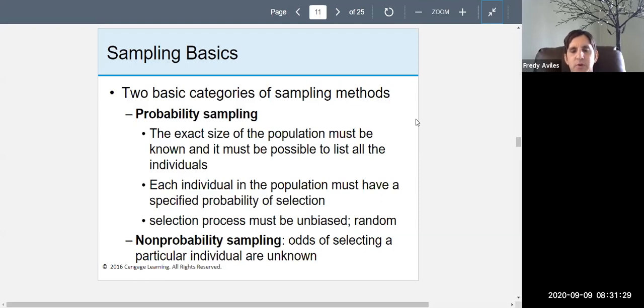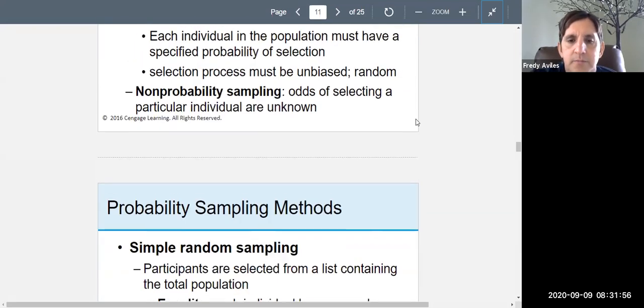Non-probability sampling is where the odds of selecting a particular individual are unknown. With non-probability sampling, you don't know how many people there are in the population. We don't know how many depressed people there are, for instance. You don't know the chances of selecting one versus another. And you often don't know when you select people whether it's biased or not. Actually, most likely it probably is biased. But we'll talk about that and how it works.